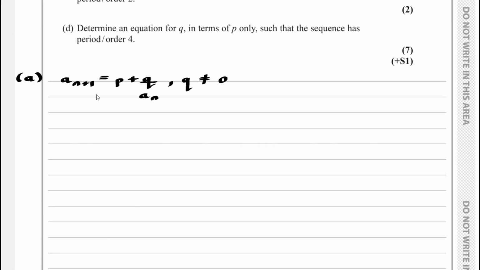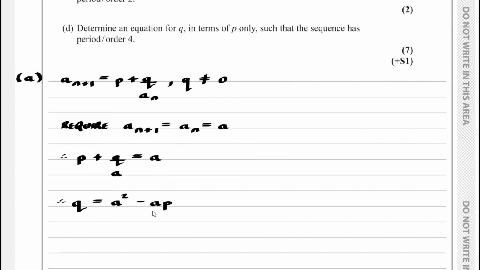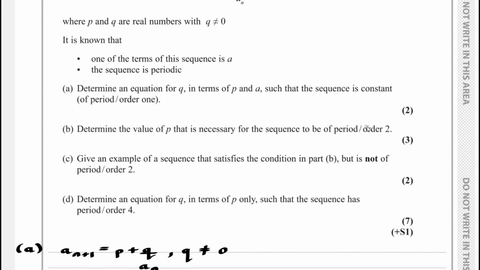So for part A, we have our sequence as shown here, and what we require is for a(n+1) to equal an, and because we know one of the terms in the sequence is a, these need to equal a. So we've got p plus q over a equaling a. And if I rearrange for q, you will find q to equal a squared subtract ap. Part B. Determine the value of p that is necessary for the sequence to be of period/order 2.